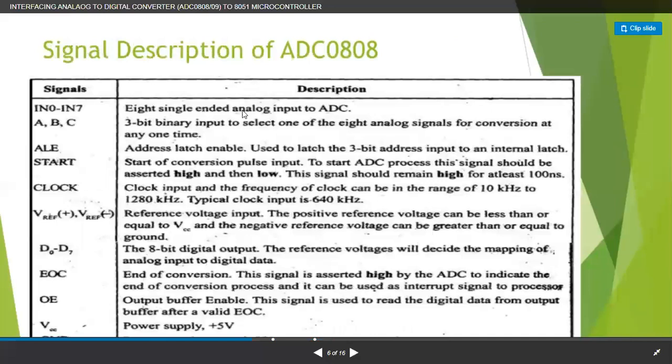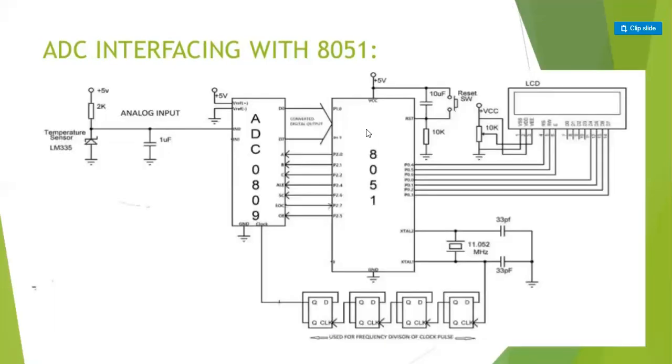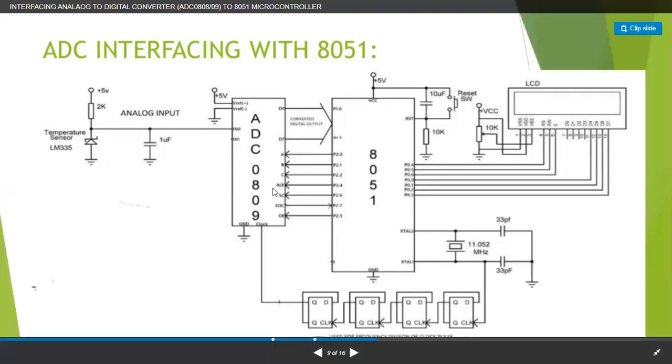And what is ABC? 3 binary inputs to select one of the 8 analog inputs. This one. So this is my ABC, which will select one of the 8 inputs. So this is my D flip flop, Q and Q bar, clock. And this is my crystal oscillator having an 11.052 megahertz frequency, 2 capacitors, 33 picofarad, 33 picofarad, and 5 volt VCC. This is the 5 volt supply.